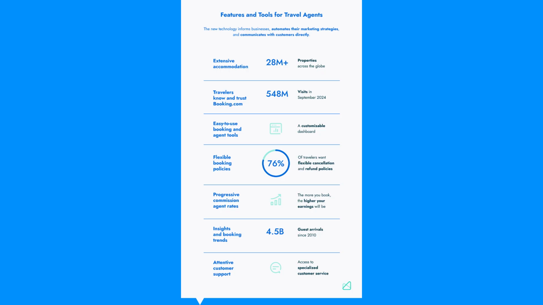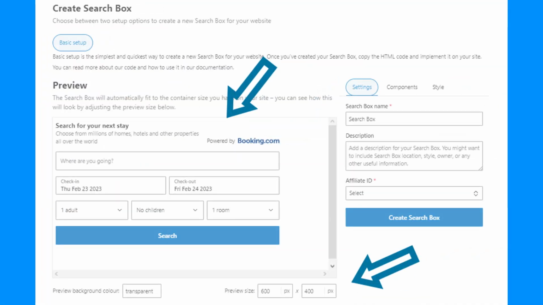Once approved, you'll get access to your affiliate partner center. From here, you can generate affiliate links, search boxes, banners, and travel deals widgets. Now you can place your affiliate links or banners on your site or social media, and every time someone books a hotel through your link, you earn a commission, usually up to 25% of Booking.com's cut.